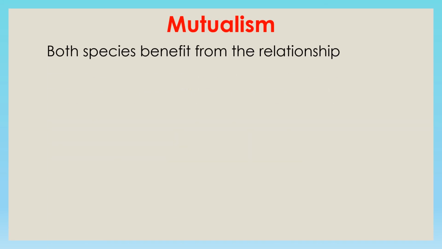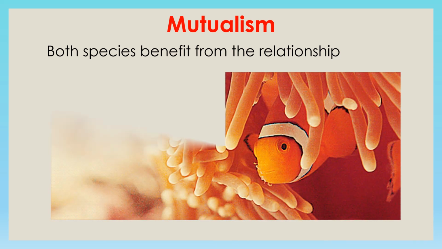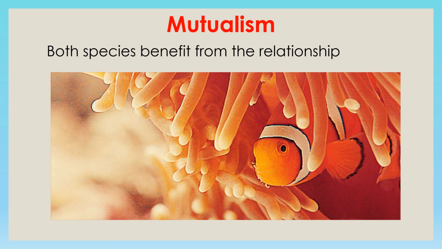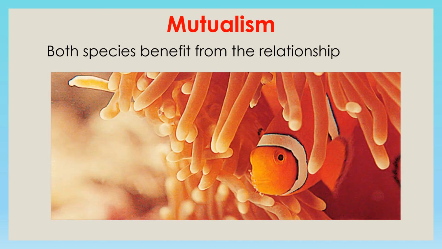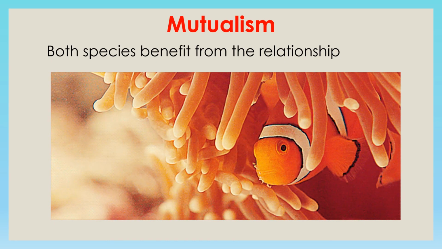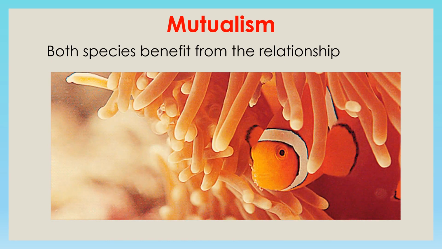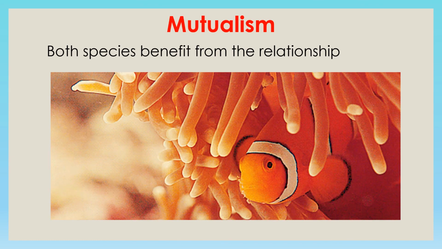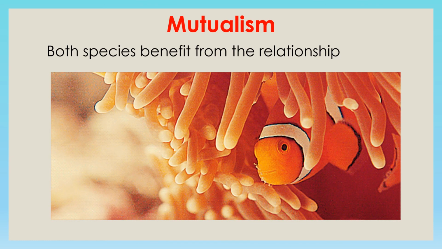Okay, let's talk about mutualism. This is when both species benefit from the relationship. You call it mutual relationship. There's Nemo again. Oh, a clownfish and the sea anemone. So it's where the clownfish really hides to stay away from its predator.